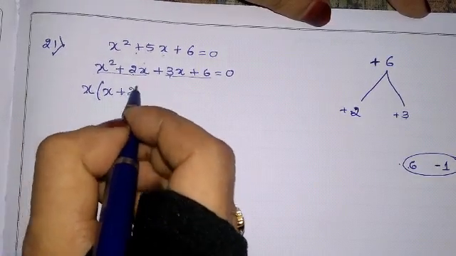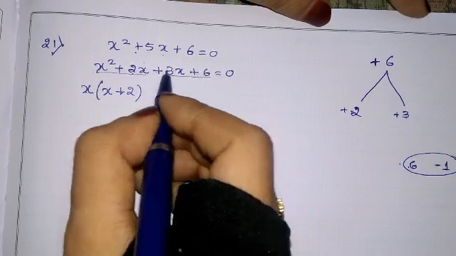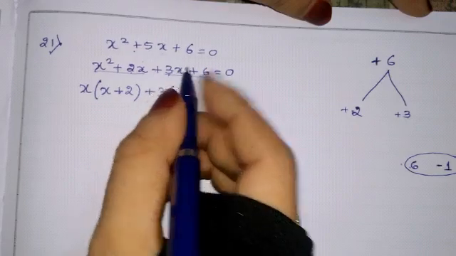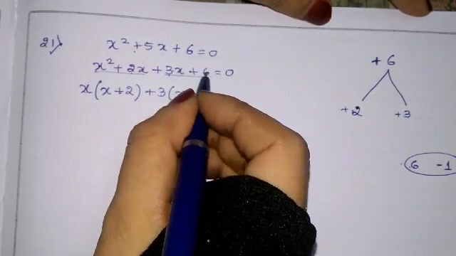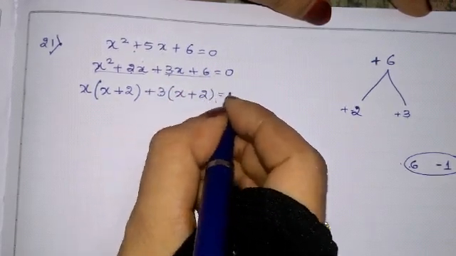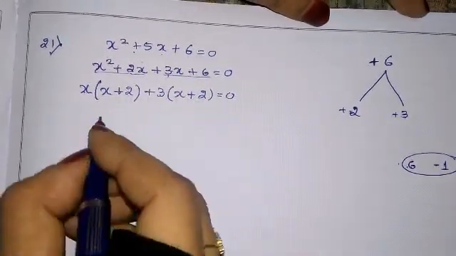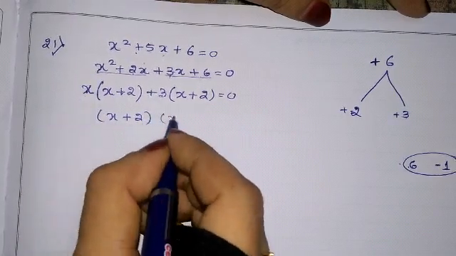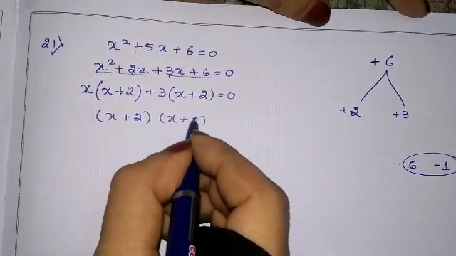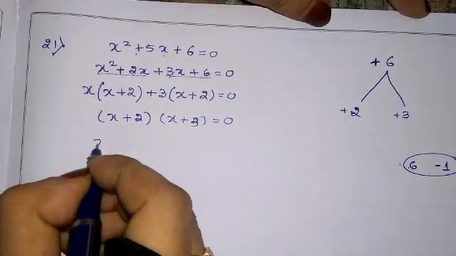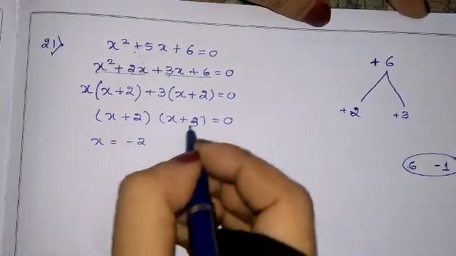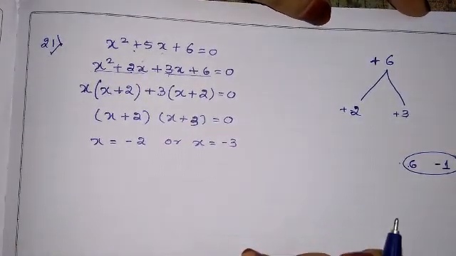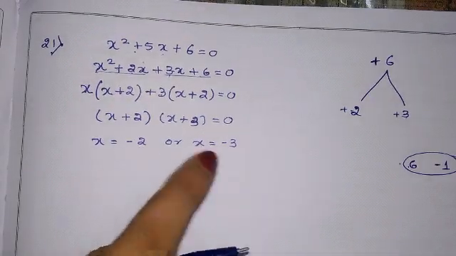What is left? 2. Here we can see in this 3 is common. Plus 3 I'll write. If 3 is common, what is left? x. 3 how many is a 6? 3 2s are 6. Now we can see this bracket is common. x plus 2. What is left? x plus 3 is equal to 0. x is equal to minus 2 or x is equal to minus 3. These are the roots of the quadratic equation.